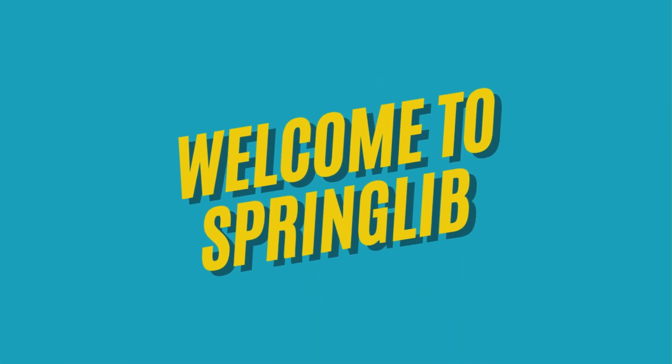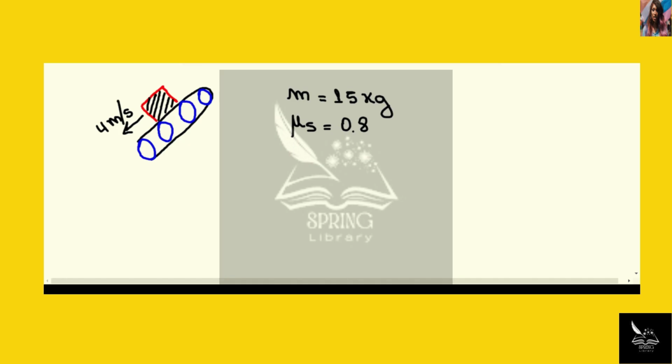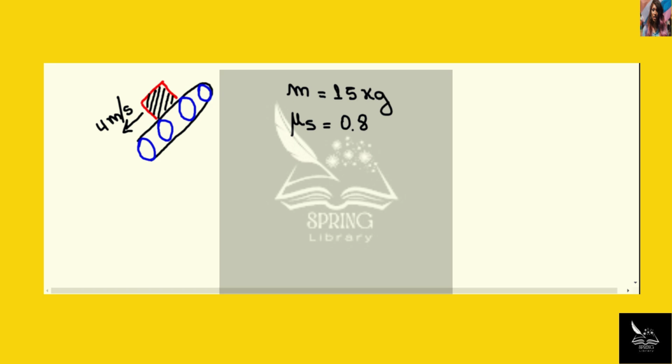Welcome to Spring LIB. In this exercise, you have a conveyor belt that is moving with a speed of 4 meters per second, and on top of the conveyor belt and at rest relative to the conveyor belt, there is a block that has a mass of 15 kilograms, and the coefficient of static friction between the conveyor belt and the block is equal to 0.8.